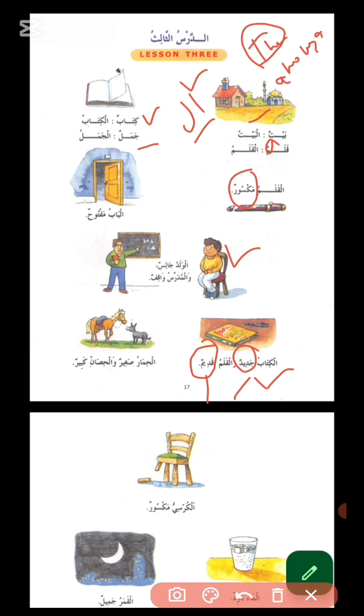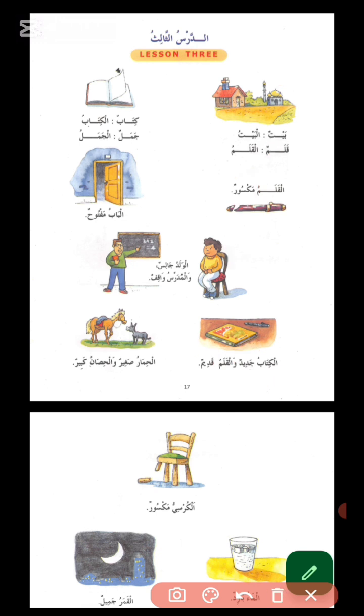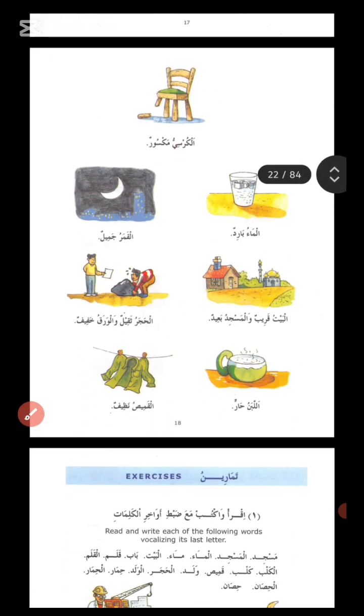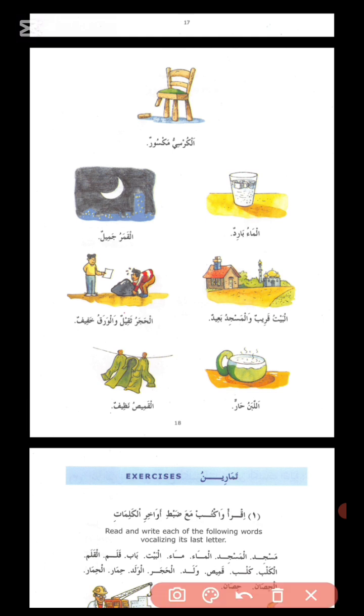Al-himaru saghirun, the donkey is small. Wal-hisanu kabirun, and the horse is big. Al-kursiyu maksurun, the chair is broken. Maksurun, broken. Al-ma'u baridun, the water is cold. Al-qamaru jamilun, the moon is beautiful.